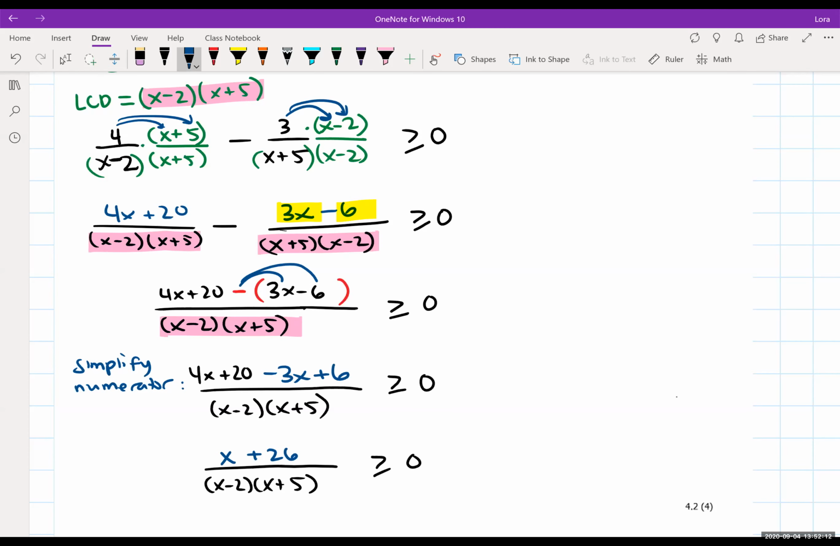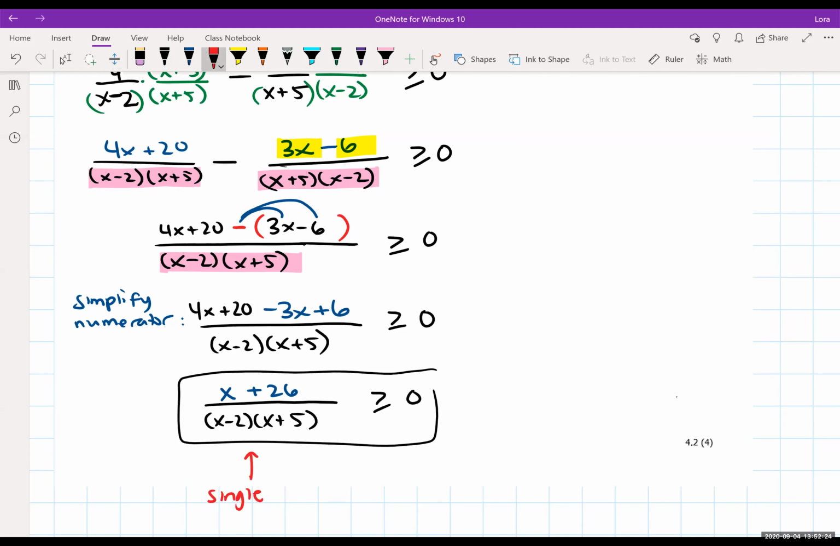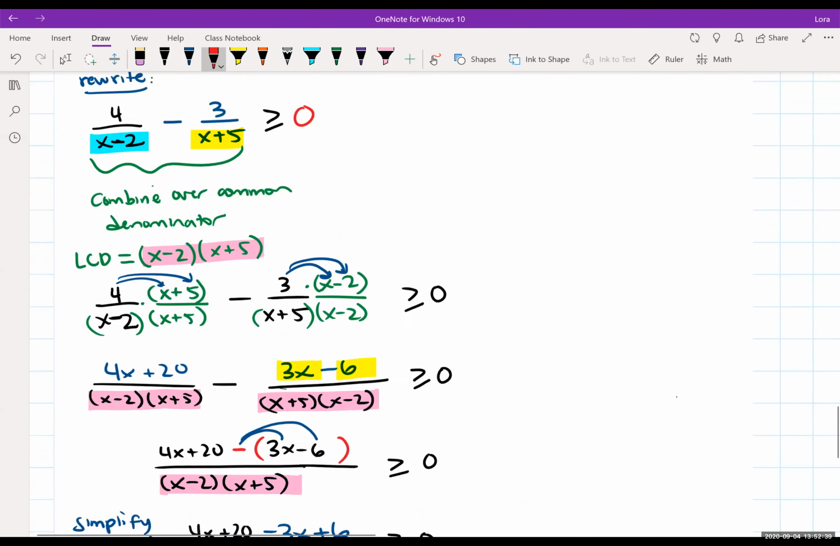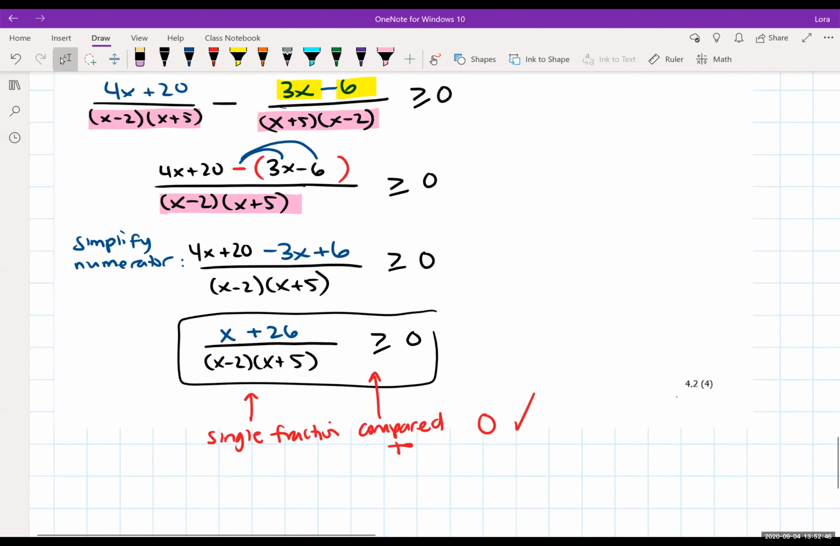And so now I look at my remaining result, my inequality. I now have an inequality where I have a single fraction compared to 0. So that's what we needed to do. And it takes a little bit of a procedure to get there, but the time you spend doing this is going to be a lot more valuable because now you can quickly go through the sign analysis method.